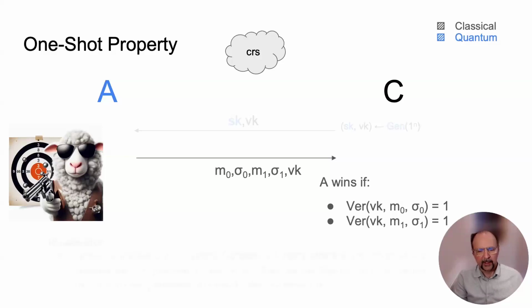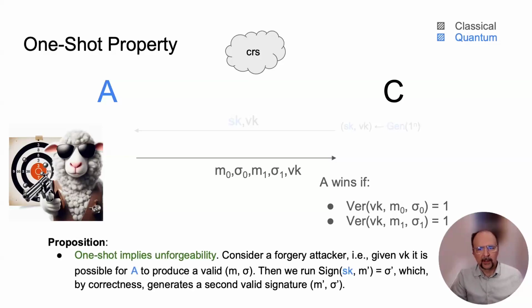It's worth pointing out that the one-shot property is a very strong security property, and in fact, it would imply unforgeability. So just to see the point, consider that you have a forgery attacker that is given a verification key and is able to produce a valid message signature pair, as we described in our forgery attack.